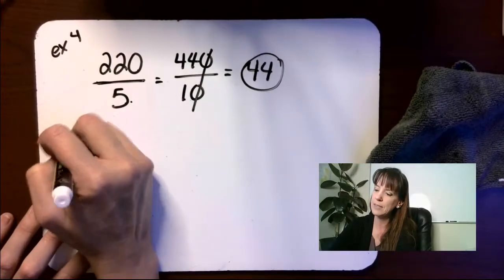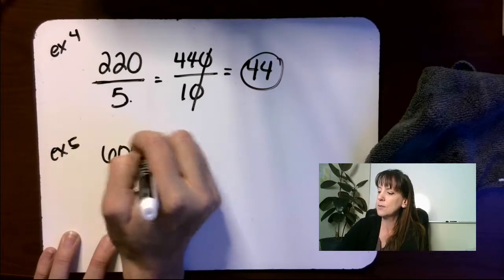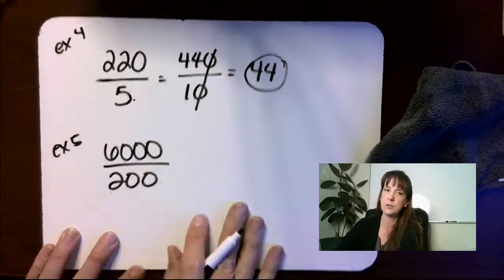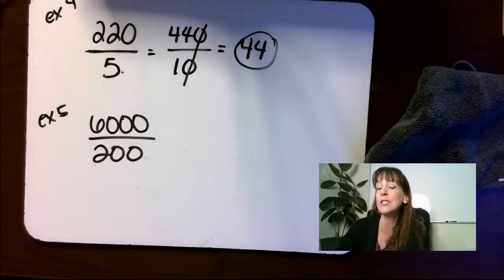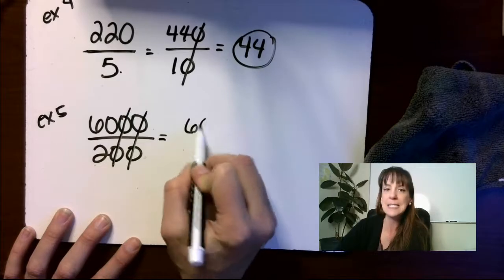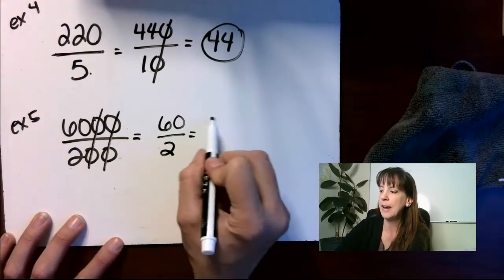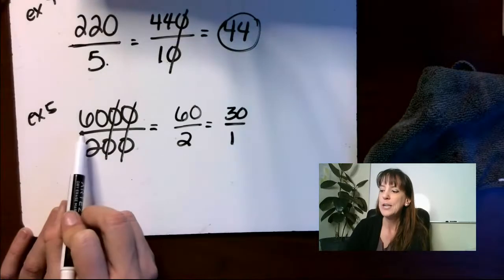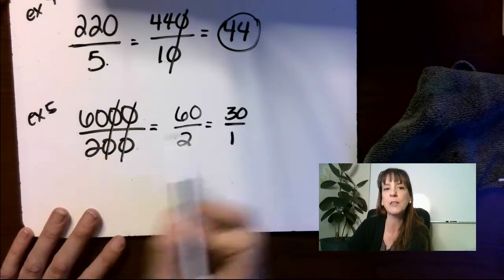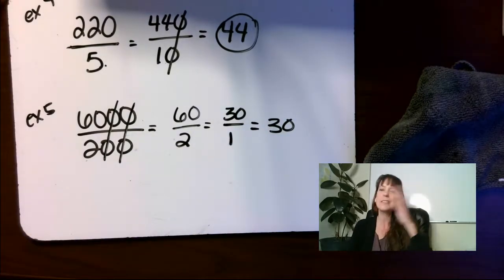Example 5. This one said, dividing 6,000 by 200. Again, this is a great one when we're dealing with hundreds and tens and zeros. You can lob these zeros off. So what I have is 60 over 2. And in this case, both those are even, so we can cut them in half and we get 30 over 1. So 6,000 divided by 200 is 30 over 1, which is just 30. Again, these are just some tricks for mentally being able to figure these out.